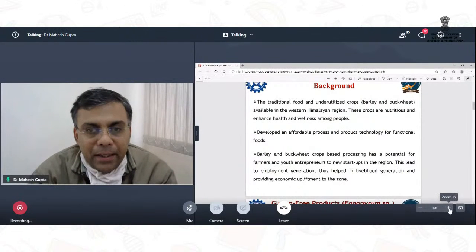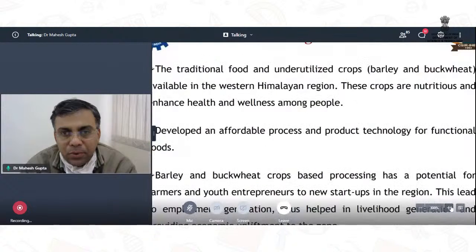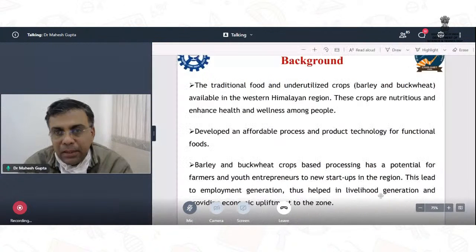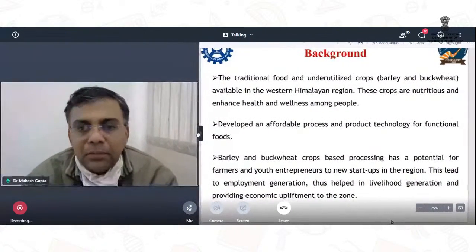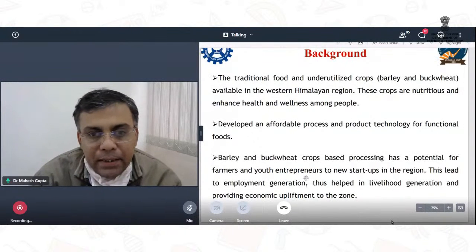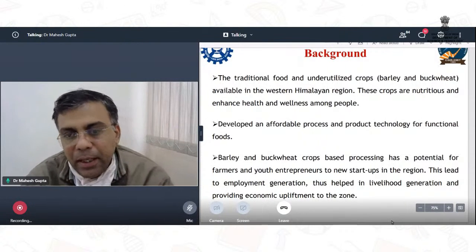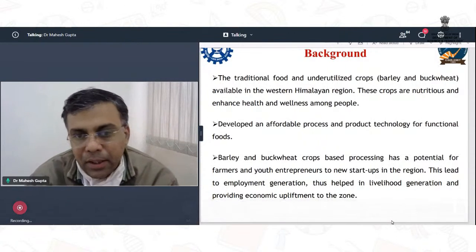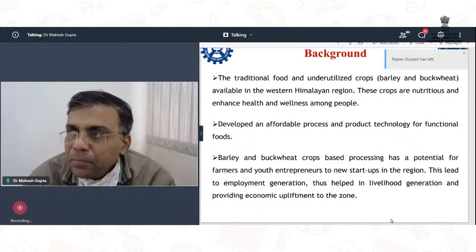This is the background where traditional foods and underutilized crops such as barley, hulless barley, and buckwheat, which are available in the Western Himalayan region, are used. We have used these resources to develop affordable processes and products. This is already standardized, and farmers and youth entrepreneurs can come into a new startup in this region. This will be helpful for economic development and upliftment in this area. Next slide.